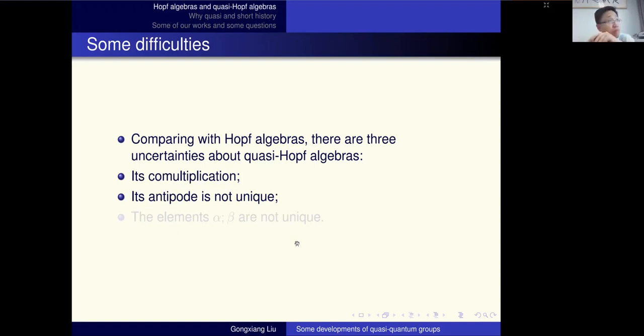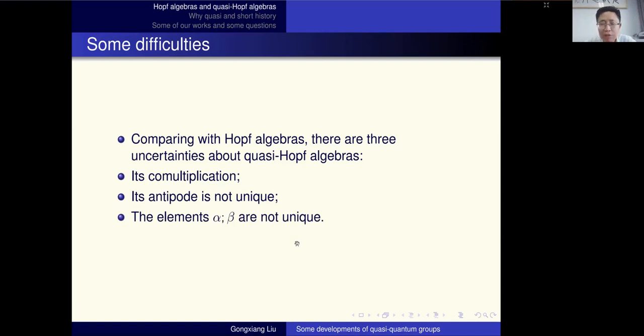And maybe we know some words from Drinfeld himself. Maybe Drinfeld sometimes told us that when he gave the definition of quasi-Hopf algebra, he maybe did not consider it very carefully. He gave the definition, but maybe he doesn't think the definition is very satisfactory. But at the moment, we accept his definition, and we face many difficulties. Of course, even if you fix the co-multiplication and you fix the antipode, the elements alpha and beta are also not unique. Alpha and beta also can be changed.